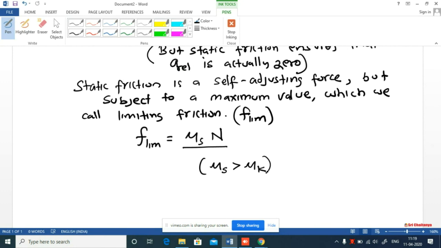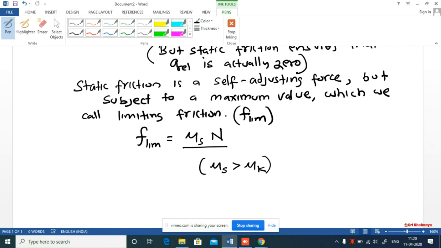I hope I'm making myself clear here. Normally, for any given pair of surfaces, the static friction coefficient mu s will always be more than kinetic friction by a very small amount. But in numerical problems, very often we tend to ignore that difference, and we assume that both mu s and mu k are the same as mu. So if nothing is specified, we will assume that both of them are mu, whichever is given in the problem. If they are specified expressly, then obviously you know what mu s is and what mu k is.